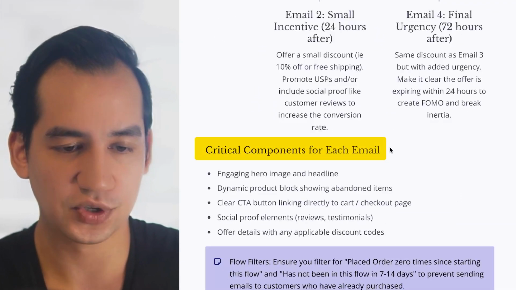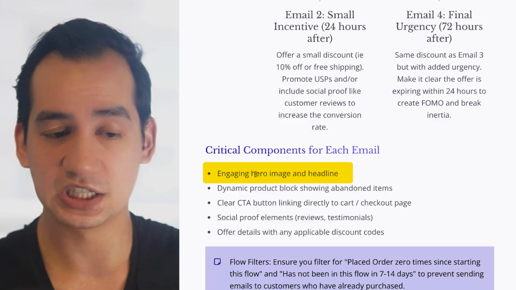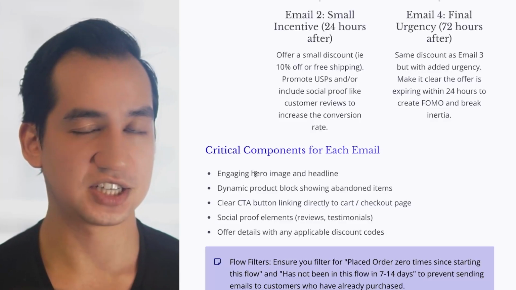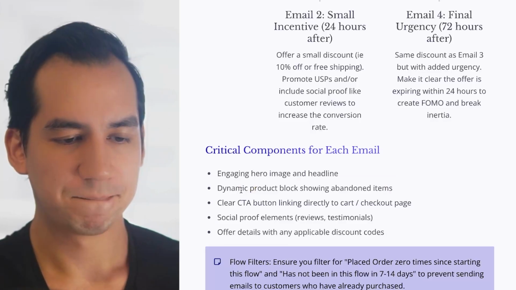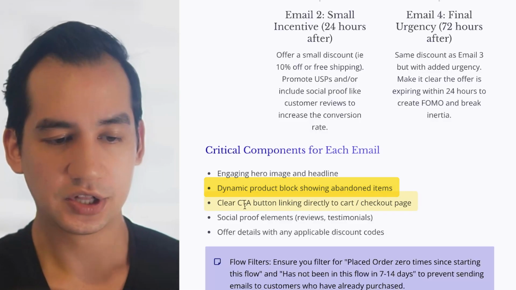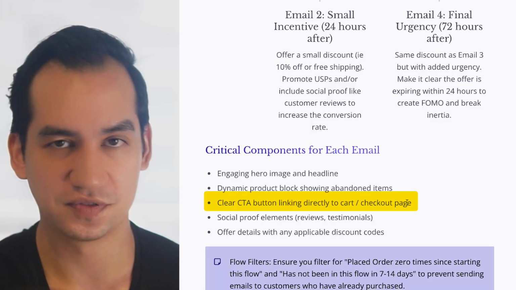Critical components for each email. So engaging hero image and headline, although you have to A/B test it because for some brands, not including a hero image on these cart and checkout flows actually performs better than having a hero image. Dynamic product block showing the abandoned items in their cart. Clear CTA button linking directly to the cart or checkout page, depending on which flow we're talking about here.